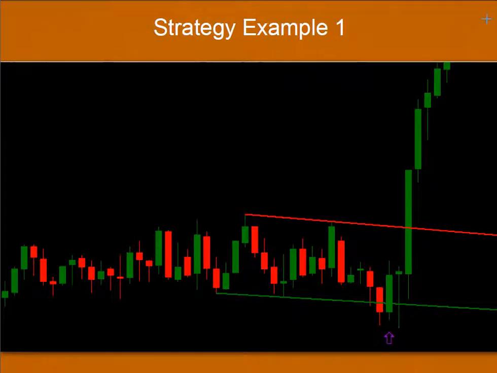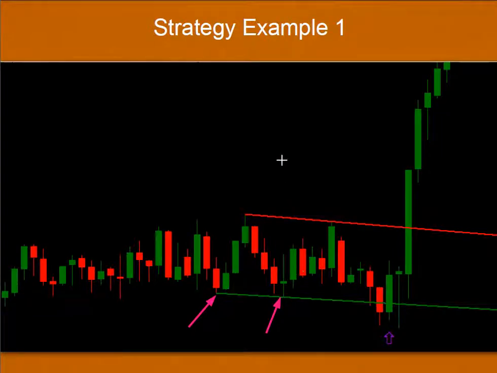We have our level starting from here. There is a swing low there, another swing low. So the trend line indicator automatically draws. By the way, it draws this based on fractals technology.